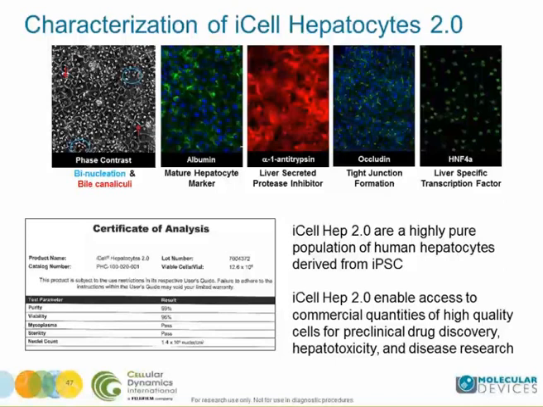Those cells have typical liver morphology and also express a number of important markers, including albumin, occludin, and number of others. iCell hepatocytes enable access to commercial quantities and also high quality of cells, which are useful for preclinical drug discovery, hepatotoxicity, and disease modeling.